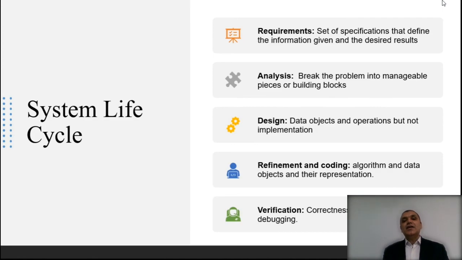Now you can see those phases while we are writing programs. They are known as the system life cycle or system development life cycle, which we also call SDLC. There are different names, but they all point to the same thing. In the system life cycle, we have different phases. There are 5 major phases. Number 1 is requirement. Number 2 is analysis. Number 3 is design. Then refinement and coding, and finally verification. And finally, we can go for implementation.